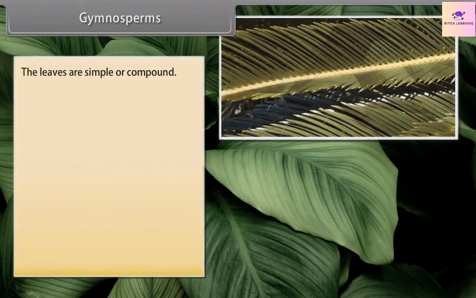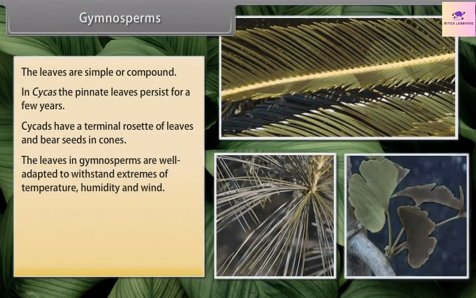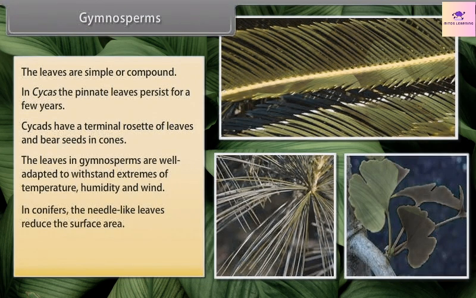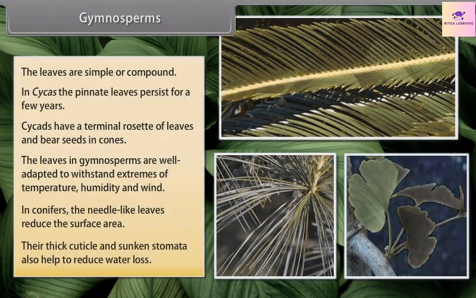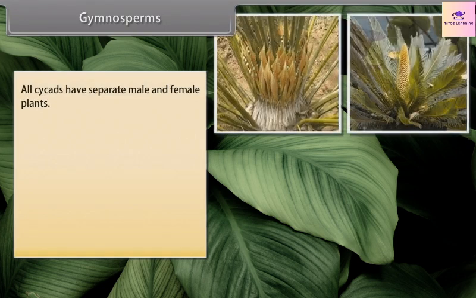The leaves are simple or compound. In Cycas, the pinnate leaves persist for a few years. Cycads have a terminal rosette of leaves and bear seeds in cones. The leaves in gymnosperms are well adapted to withstand extremes of temperature, humidity, and wind. In conifers, the needle-like leaves reduce the surface area. Their thick cuticle and sunken stomata also help to reduce water loss. All cycads have separate male and female plants.